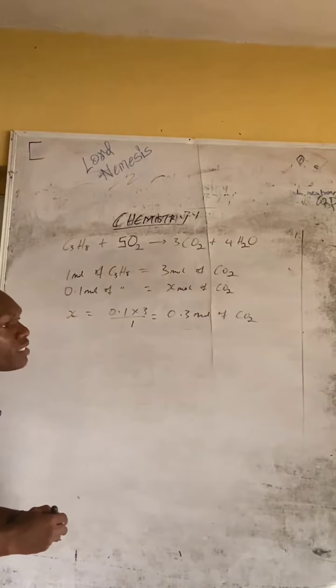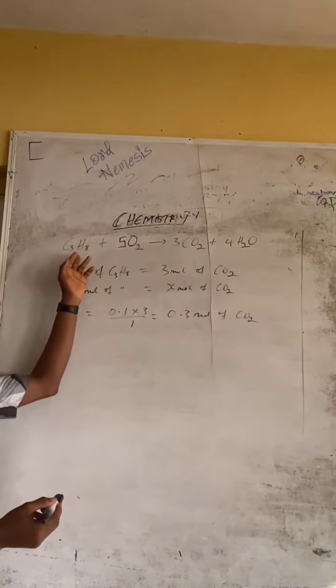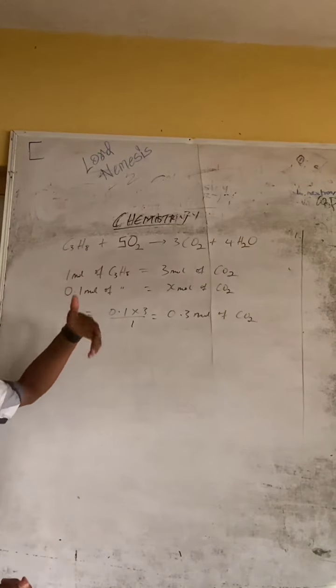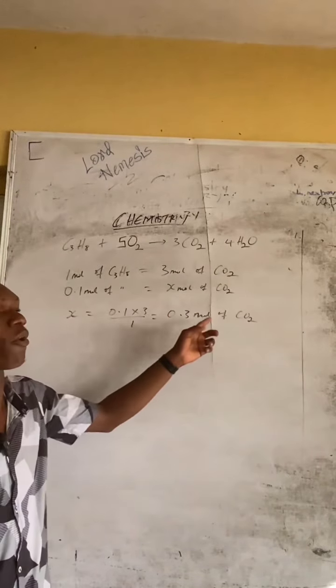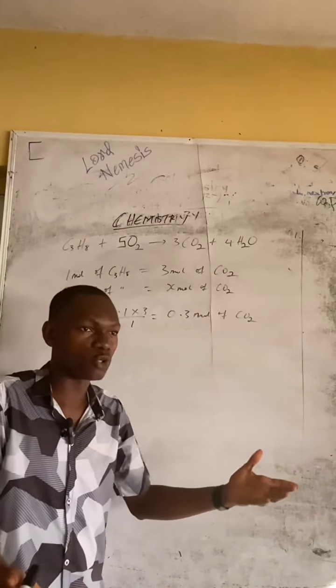So what this simply means is if 0.1 mole of propane is combusted in oxygen, the number of moles of carbon dioxide that will be produced is 0.3. Now, what is the volume? This is just the mole.